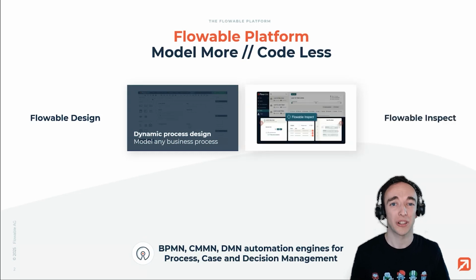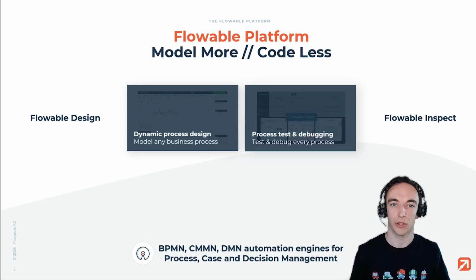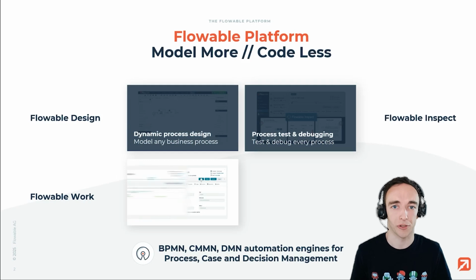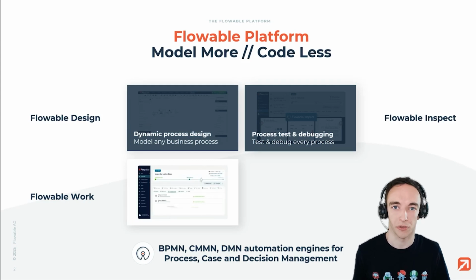Afterwards, we want to make sure that those workflows actually do what they should do. And for that, we have Flowable Inspect, our automated debugging and testing tool. And once we know that our workflows work as expected, we then want to publish them and make them available on Flowable Work, which is our workflow engine that also comes with an out-of-the-box user interface that you can use, but you're not forced to use, of course. You can still use your own user interface if that's something that you're interested in.